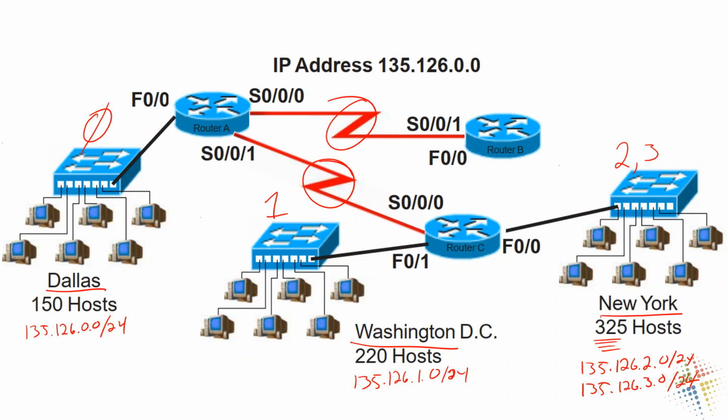The WAN links, well, again, start up with a higher number, so 135.126.254.0/30, and then 135.126.254.4/30. A /30 takes 4 IP addresses, so I start off with 0 here and then go to 4. My next WAN link would be 8, 12, and so on.